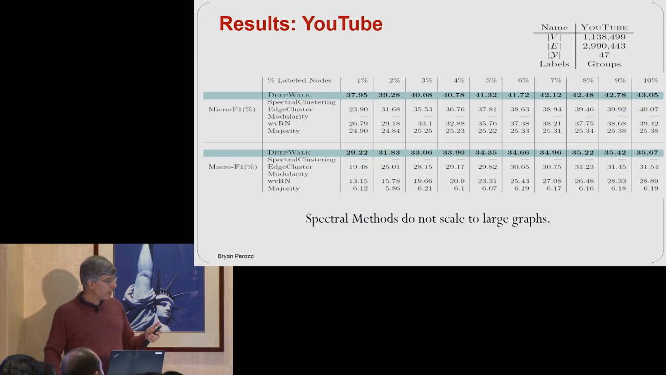And when you run it on very, very large graphs, some of the methods like spectral clustering, which tend to do very well, you can't run them on very large graphs because they require the whole thing in memory. They are superlinear algorithms, things like that. So DeepWalk is able to do these kinds of things.